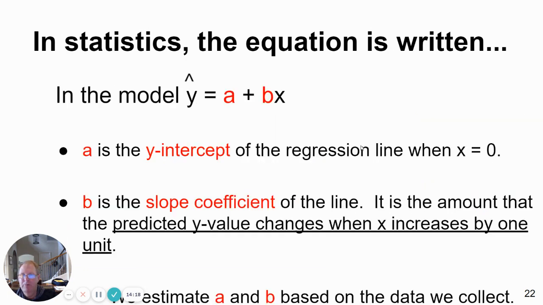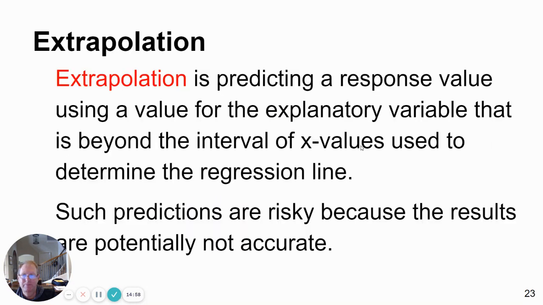And here's our model. The model will be y hat is equal to a plus bx. A will be the y-intercept of the regression line when x is equal to 0. And b is the slope coefficient of the line. And here's how we're going to interpret b. It is the amount that the predicted y value changes when x increases by 1 unit. So when x increases by 1 unit, the equation will have a predicted change in y equal to the slope coefficient, or the value of y will increase by b on average. Now, what we're going to learn in our next unit is that we will estimate a and b based on the data that we collect.